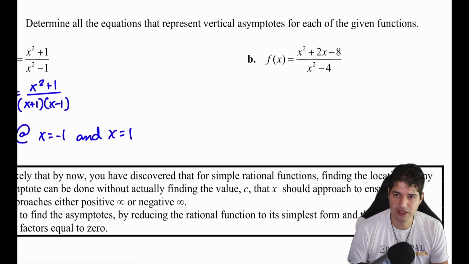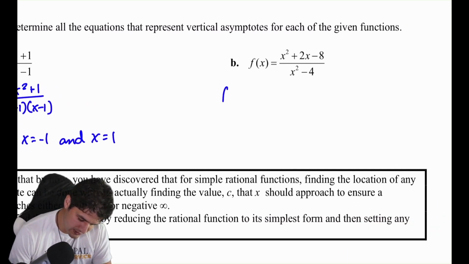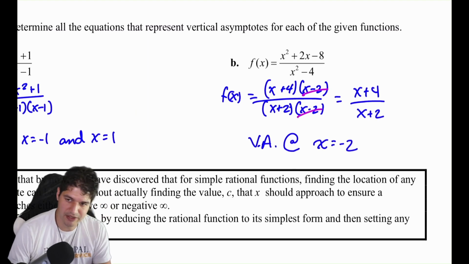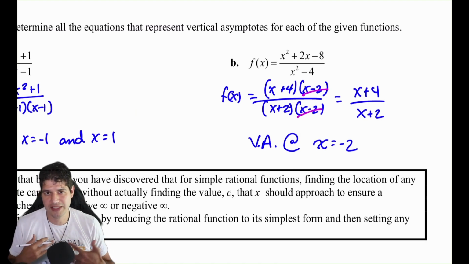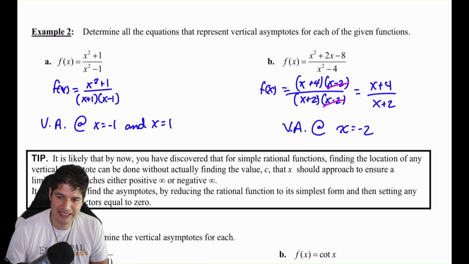Moving over to explanation B, we're going to do the exact same thing. Factor the numerator and denominator. We get x plus 4, x minus 2, and x plus 2, x minus 2. We see things that divide out, these x minus 2's. So this is going to be x plus 4 over x plus 2. So we have a vertical asymptote at x equal to negative 2. We understand this from our pre-calculus in years prior. Let's look at a couple more examples before we start to get into these limits.